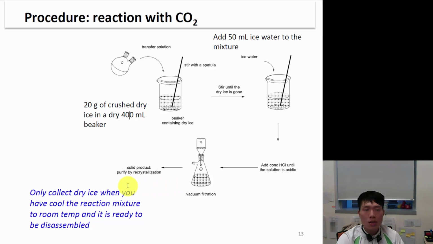Okay, so we only collect the dry ice when you have cooled the reaction mixture with your Grignard reagent inside, okay, to RTP, room temperature, first, and then you take it out and transfer to the dry ice. Do not be too hasty and collect CO2 already at the start. Then after you get ready and it's all gone, it's all sublimed.